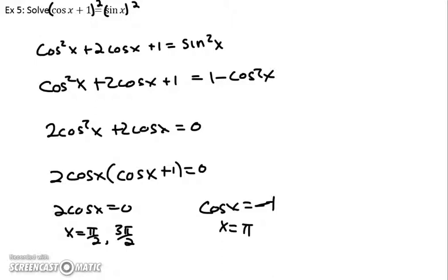Now we do have a slight issue, and that comes in whenever we square something on each side. We're introducing the opportunity to get extraneous solutions. So what you're going to need to do anytime you square each side is check your answers, plug them into your original equation, make sure things work. In the interest of time, I'm going to tell you that pi over 2 works, 3 pi over 2 does not, and pi does.